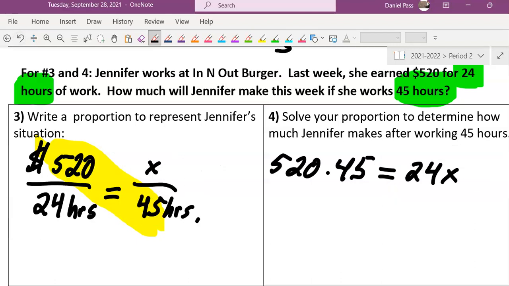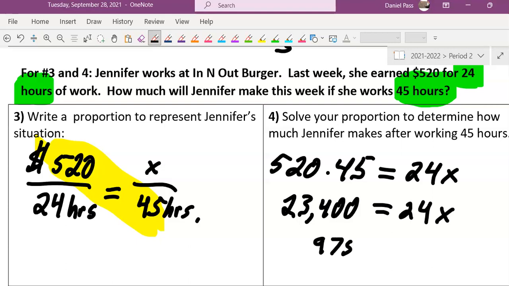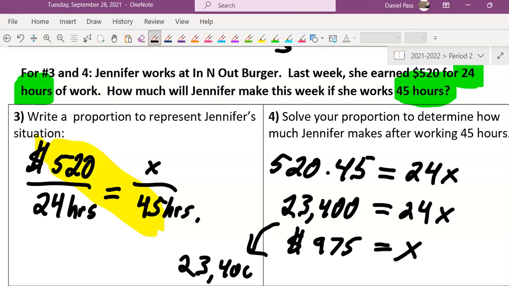Continue, please. And then 520 times 45 equals 23,400. And then you have to divide it by 24, which equals 975. Right, and that stands for dollars. So just so we make sure we write it, that's 23,400 divided by 24.